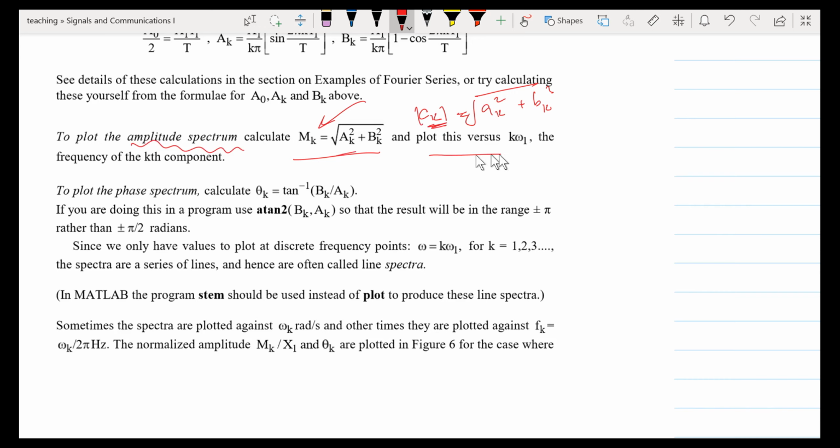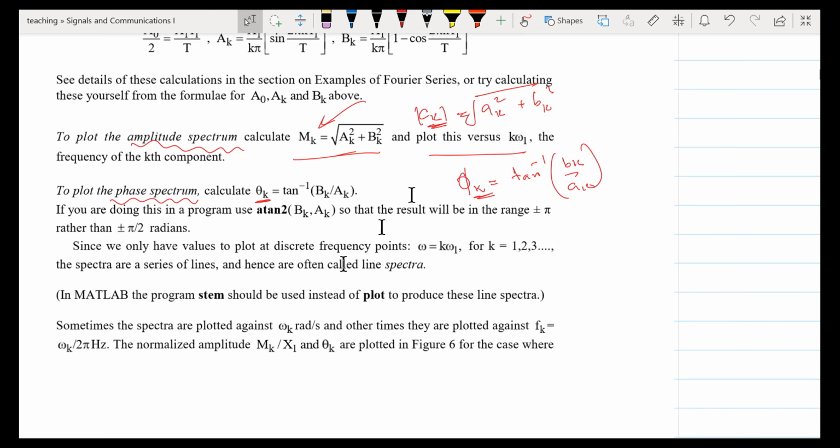And therefore, you plot against omega. And to plot the phase spectrum, we need to find phi. Remember, again, we are using different text. We define phi of k to be tan inverse of bk over ak. If you remember in our notes, we already have found that to be the case. So we are able to find that, and then you plot it against omega.